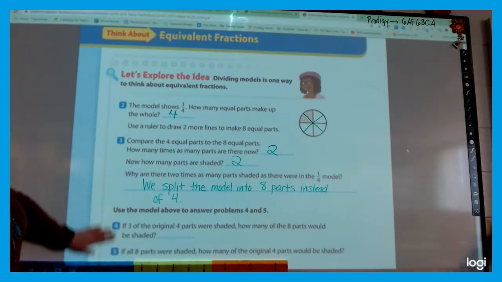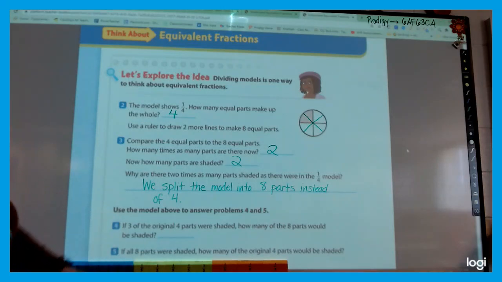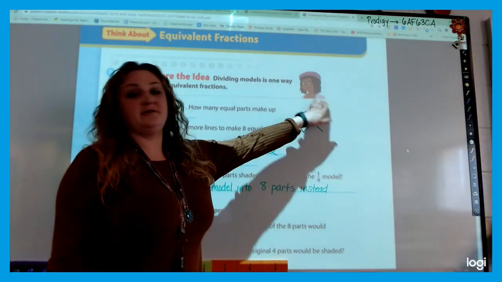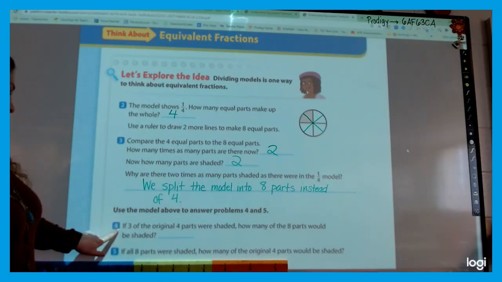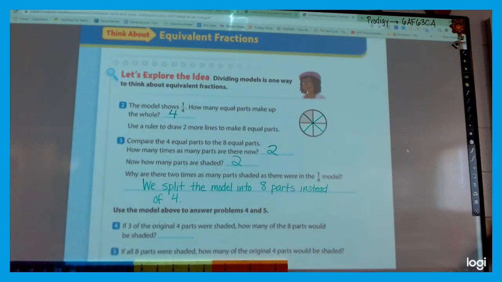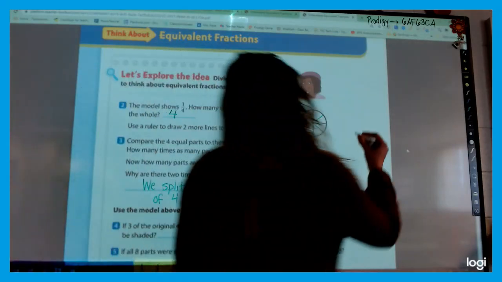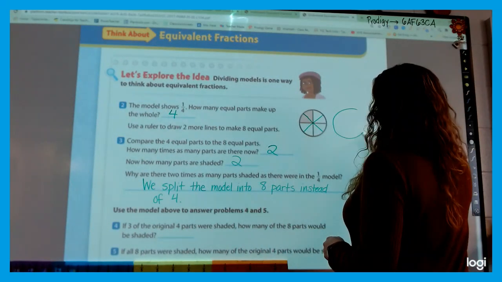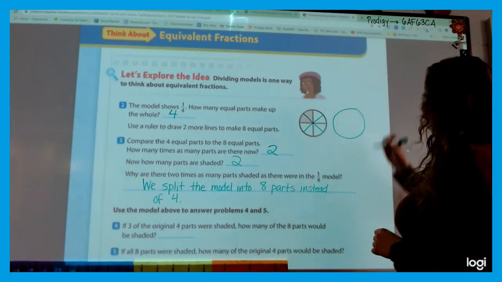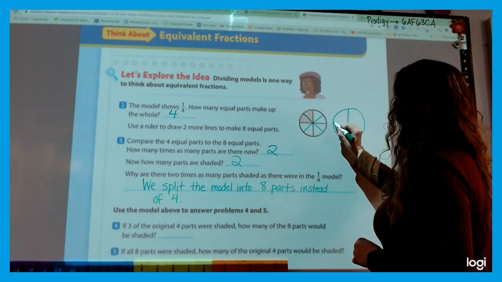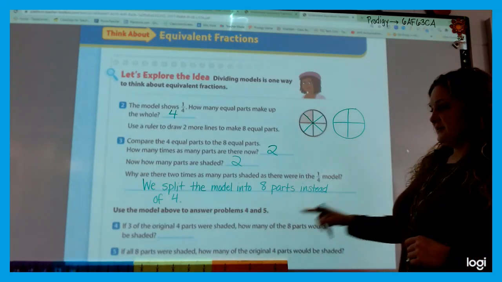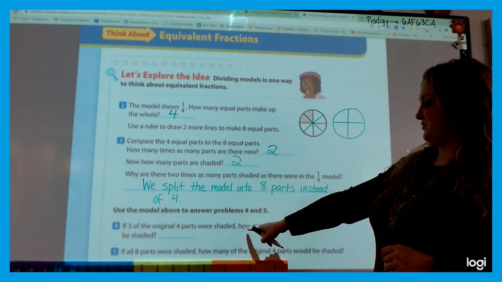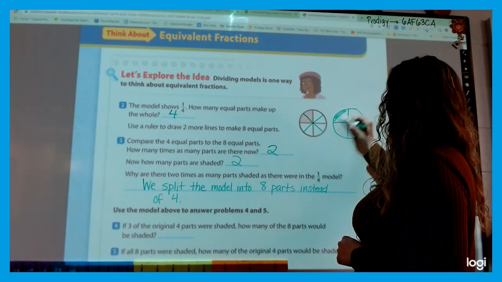Okay, so then down here we've got number 4 and 5. And our directions tell us to use the model above to answer problems 4 and 5. So we're still going to be looking at our circle here, though we've now split into 8 equal parts. Number 4. If 3 of the original 4 parts were shaded, how many of the 8 parts would be shaded? Okay, so for comparison, let's do your best, draw another circle next to the one we're looking at, and let's split this one back into 4 parts. So they said if 3 of the original 4 parts were shaded, so let's color in 3.